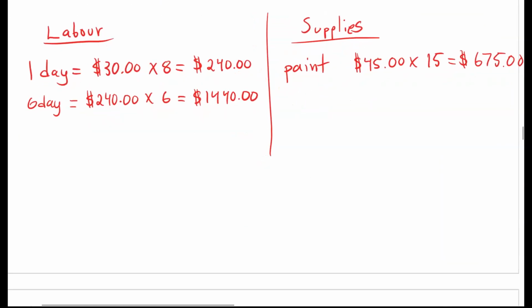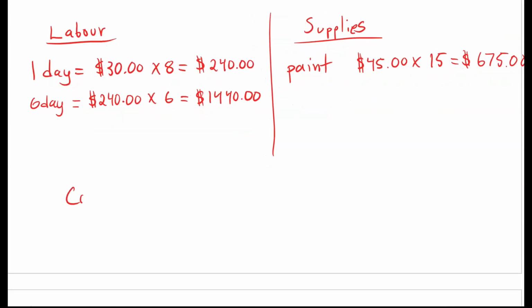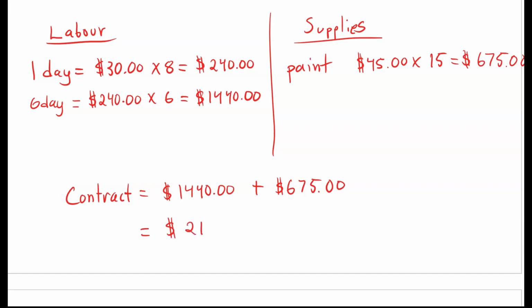So we've broken down the labor cost and the supplies. The next thing that we need to do is get the total for the contract. So the contract will be the addition of the labor and the supplies. Now the labor was $1,440 plus the supplies, which was $675. So the total contract adds up to be $2,115.00.